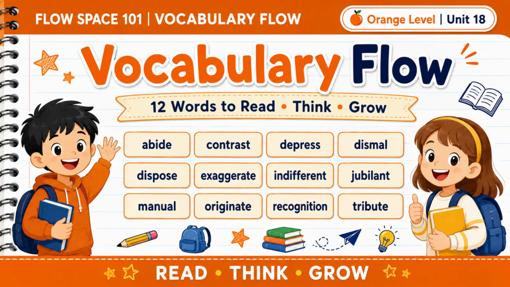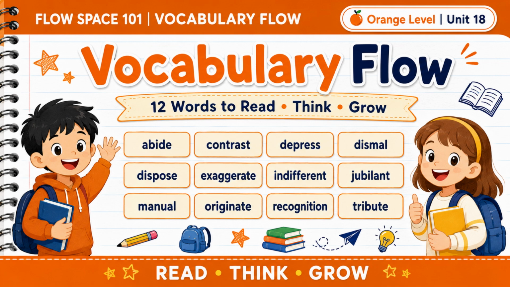Today we are learning Orange Level Unit 18. We will study 12 new vocabulary words. The words are abide, contrast, depress, dismal, dispose, exaggerate, indifferent, jubilant, manual, originate, recognition, and tribute. Let's read, think, and grow together.